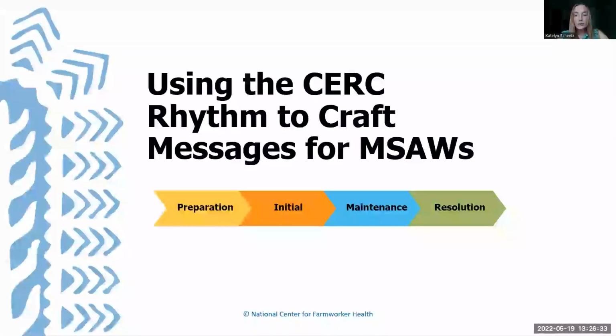So we use the CERC rhythm to craft messages for migrant and seasonal agriculture workers. CERC stands for Crisis and Emergency Risk Communication, and it's broken down into 4 steps. Preparation, so that's what you do before an emergency has even started. Initial, which is actually when that event starts to happen. Maintenance, which is as you're going through and following up while the event is still going on. And then resolution is when it has been concluded and you're trying to work on lessons learned. Next slide.